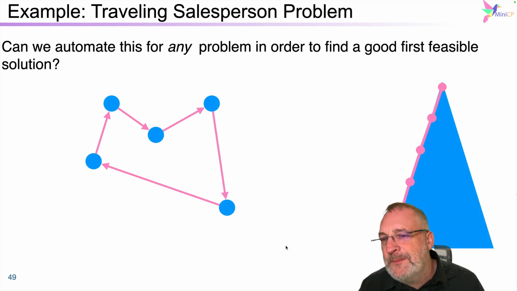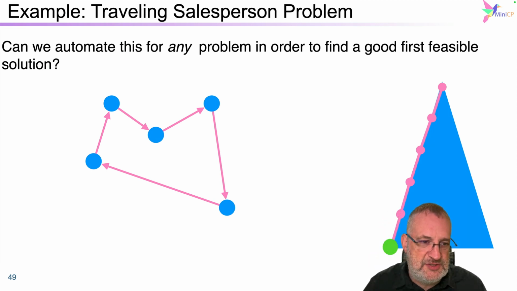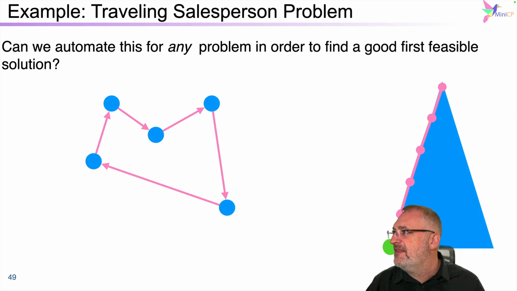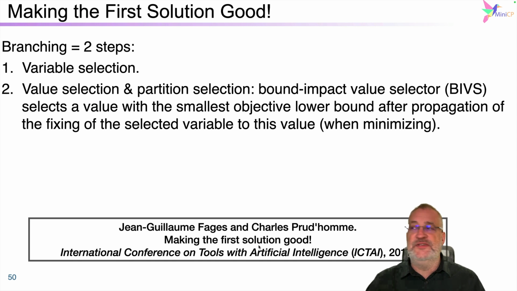It's not going to be optimal, of course, because we use the greedy solution. It may not always be the best decision to take the shortest path to the next hop, but it's going to give us a decent solution to begin with and therefore increase our chance of filtering based on optimality. So in this case, the branching is 2-step. We have the variable selection, which is a city, and the value selection and the partition, the branching.